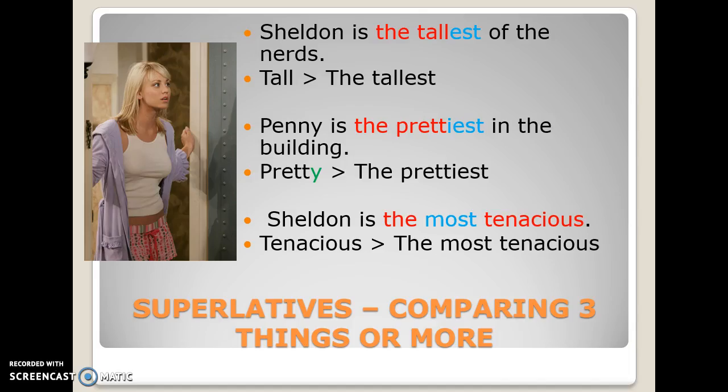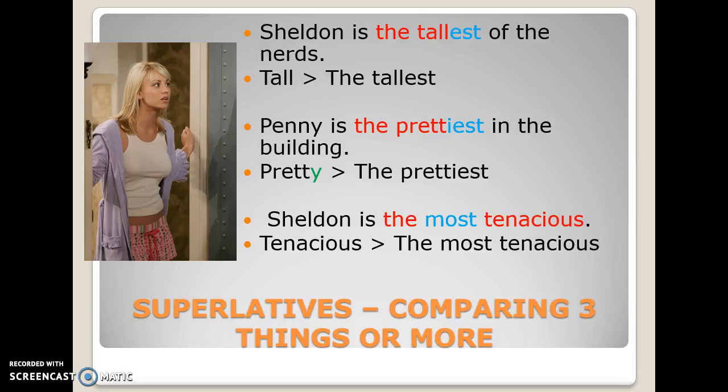Finally, superlatives. So remember, superlatives is when you're actually comparing at least three things or three people or three places. You're comparing one to a group. So for example, if I want to compare Sheldon to the whole group of nerds, then I could say Sheldon is the tallest of all the nerds.